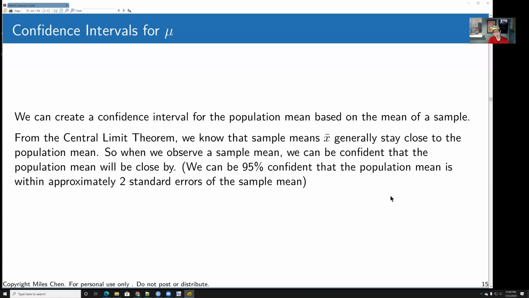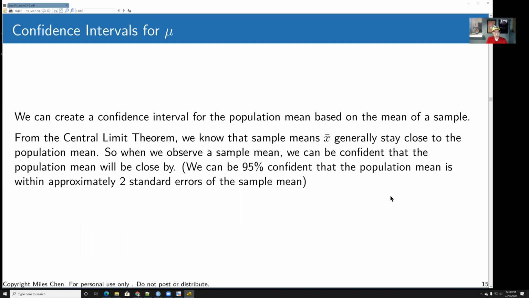So we can make confidence intervals now. If you recall, of course you do, we create confidence intervals for the proportion p based on a sample where we observed p hat, and the logic behind that was that we know that p hat generally stays close to the population proportion p. So when we observe a p hat, we can be confident that p is nearby. We use the exact same logic here. It's the same logic as, even though you can't see the invisible owner, you know the dog stays close to the invisible owner. So when you see the dog, you know the invisible owner is close by.